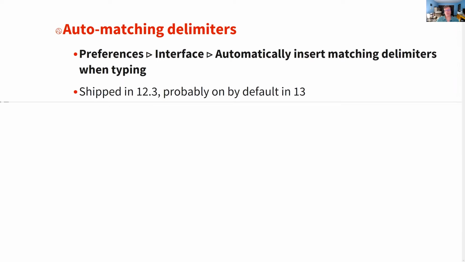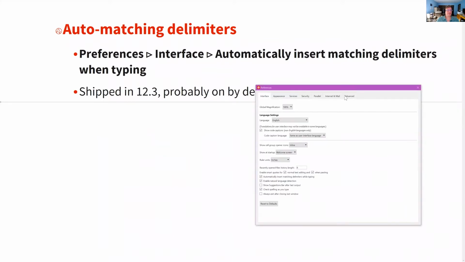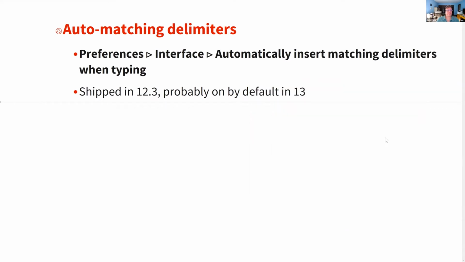that's not on by default yet, although we think we will turn it on by default before we ship 13. And this is in 12.3. So if you're running 12.3, you can already do this. This is in the preferences dialog, in the interface tab. There's a checkbox down here, automatically insert matching delimiters while typing. Stephen demoed this yesterday, if you were watching Stephen's talk.